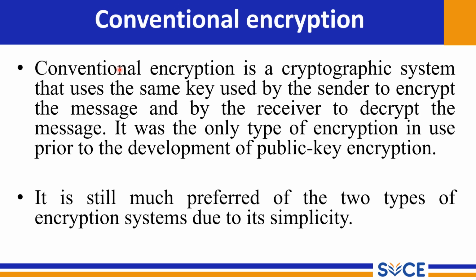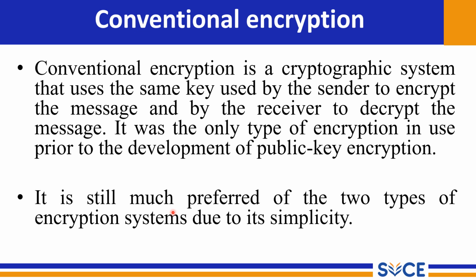So first, what is meant by conventional encryption? It is a cryptographic system that uses the same key for the sender to encrypt the message and for the receiver to decrypt the message. It was the only type of encryption in use prior to the development of public key cryptosystems. It is still much preferred of the two types of encryption system due to its simplicity. It's a relatively fast process since it uses a single key for both encryption and decryption.